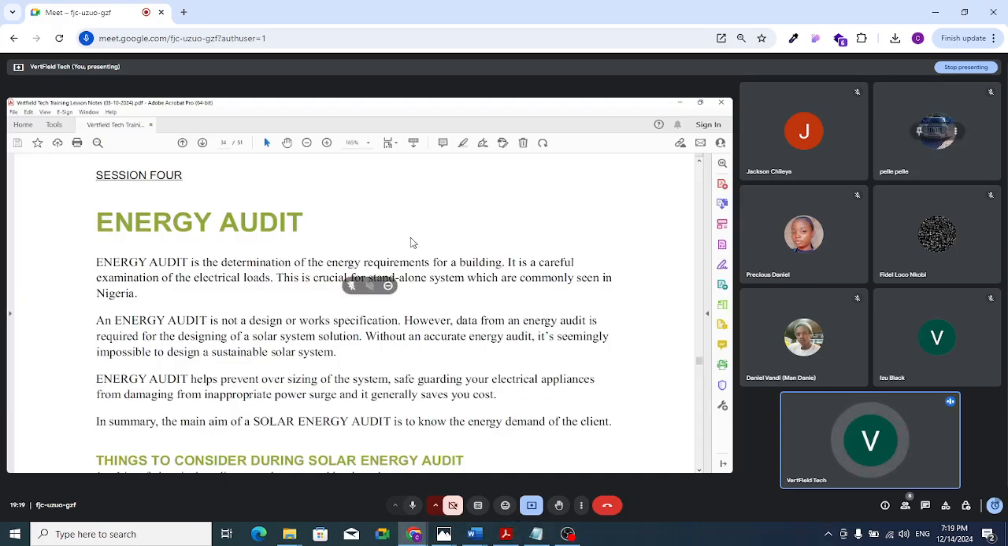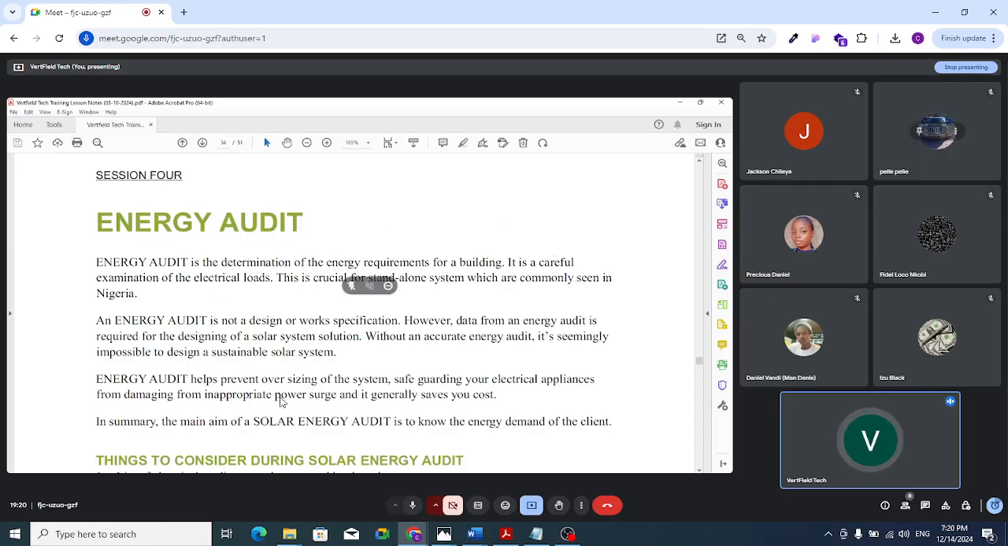Just like I have explained, it is said here that energy audit is the determination of the energy requirement for a facility. That is what I have just explained, and I also added to it that it helps you to size your various solar components. I used to say your inverter, your battery, your charge controller, and your solar panels, not forgetting your cable sizing.